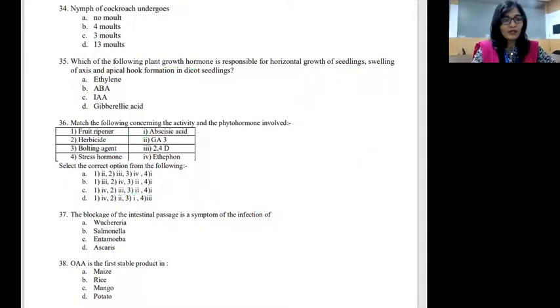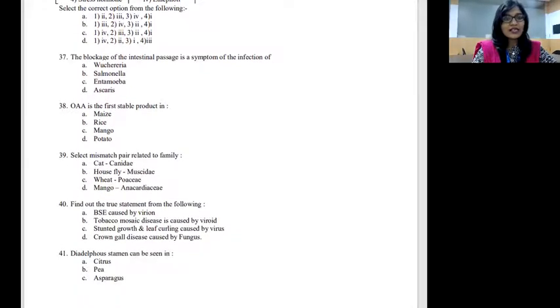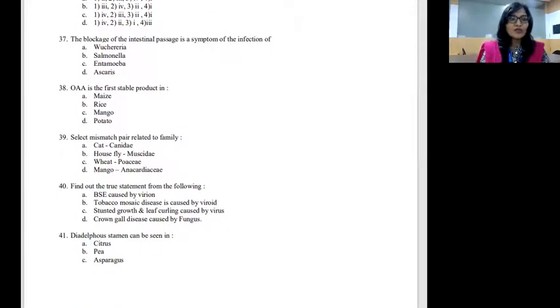Okay, the next question. The blockage of intestinal passage is a symptom of the infection. People who have this infection used to have intestinal passage symptoms. There would be a blockage. It is mainly because of Ascaris. Please remember, it's mainly because of Ascaris.